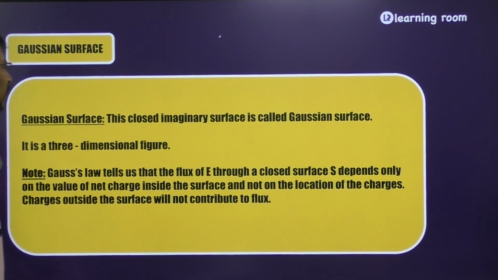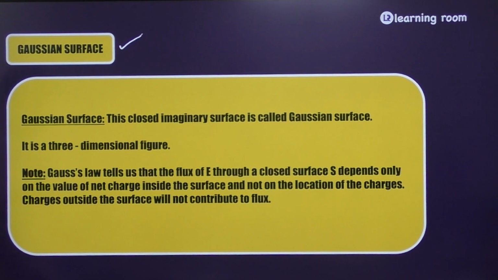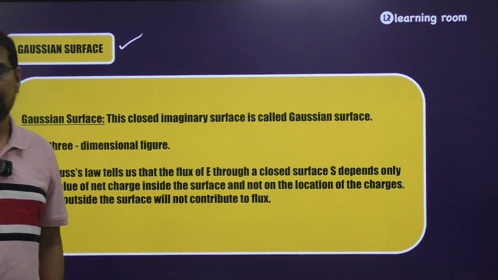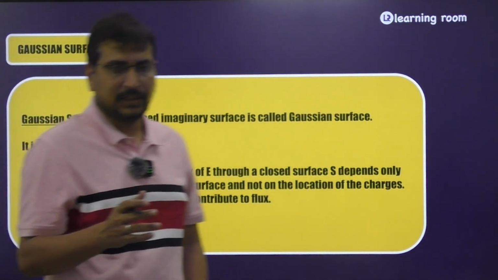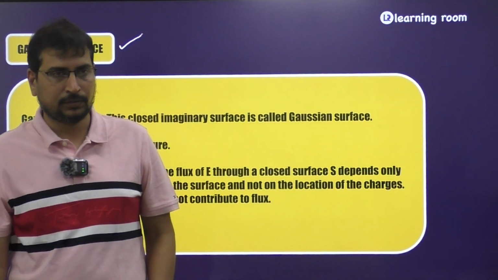So we discussed the closed surface. What is the name of the closed surface? We call it a Gaussian surface. Basically, this is something that does not exist. It is something that is imaginary. It is an imaginary surface which is drawn around the charge distribution that is given to us.